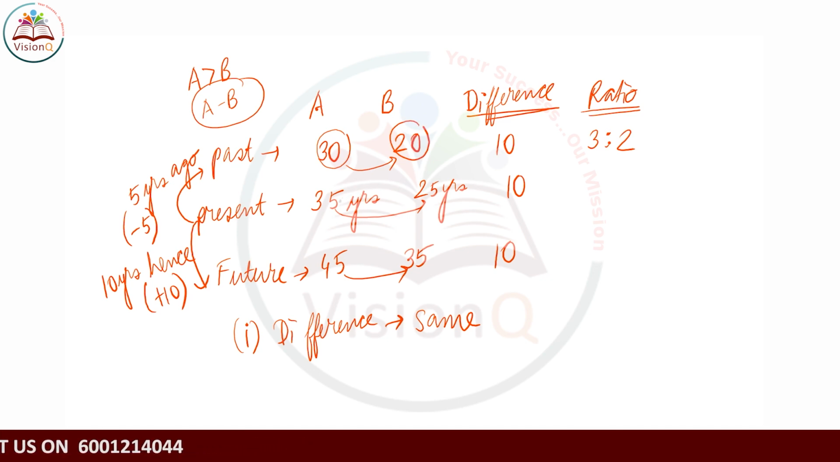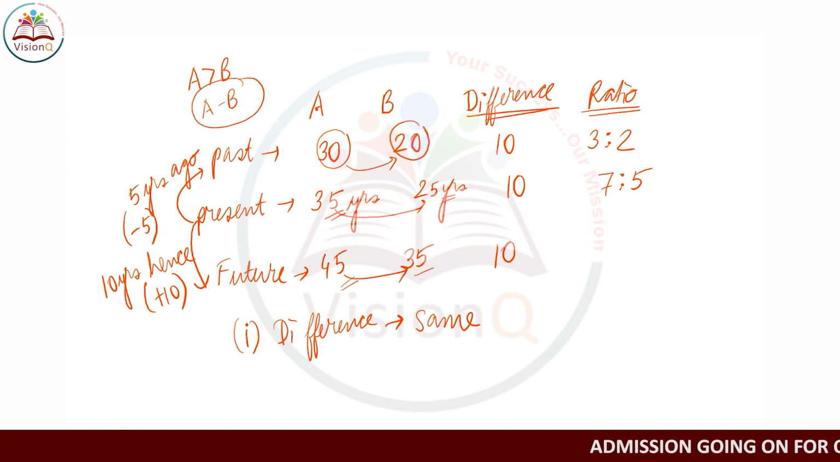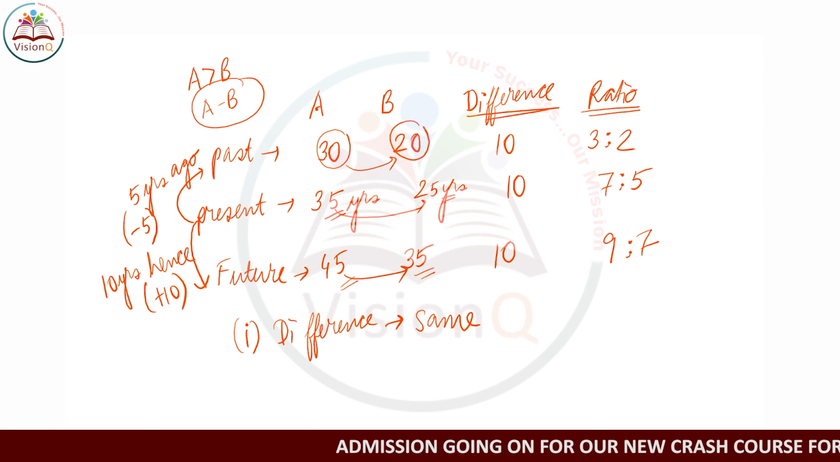If I try to find out the ratio of the ages in the present, the present ratio of the ages is 35 is to 25. If I cancel by 5, it becomes 7 is to 5. And if I again try to find the ratio of the ages in the future, 45 is to 35. 5 is common here. So 5 9s are 45, 5 7s are 35. So I can clearly see that the ratio is not the same.